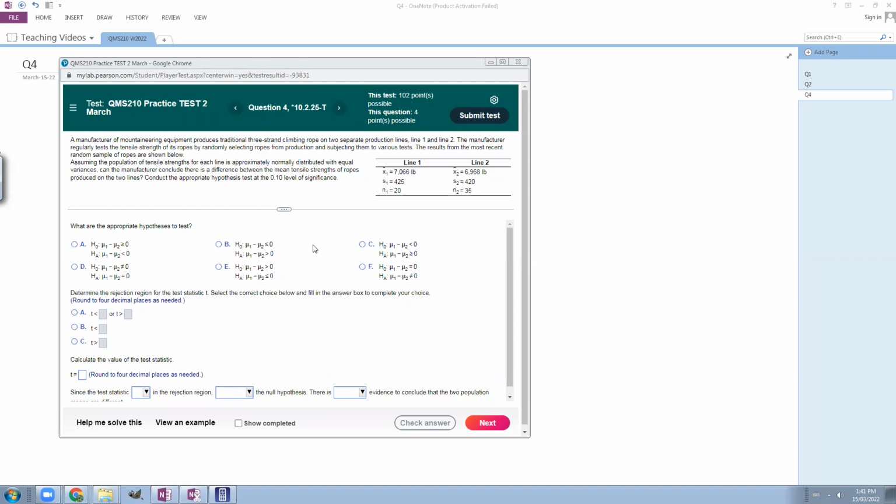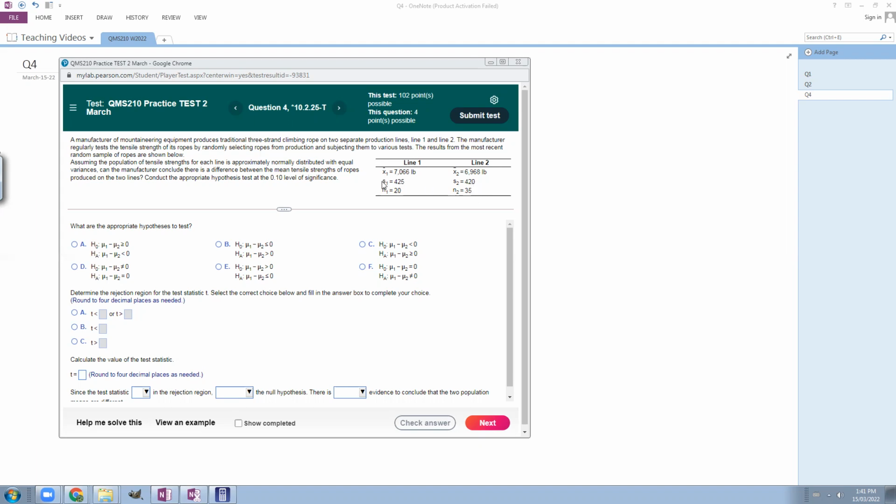A manufacturer of mountaineering equipment produces 3-strand climbing rope on 2 separate production lines, line 1 and line 2. The manufacturer regularly tests the tensile strength of its ropes by randomly selecting ropes from the production and subjecting them to various tests. The results from the most recent random sample of ropes are shown below. And we have line 1 and line 2. We've got sample means for both. We got sample standard deviations for both. And we have sample sizes for both.